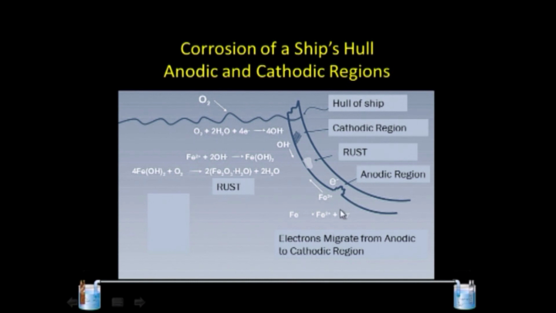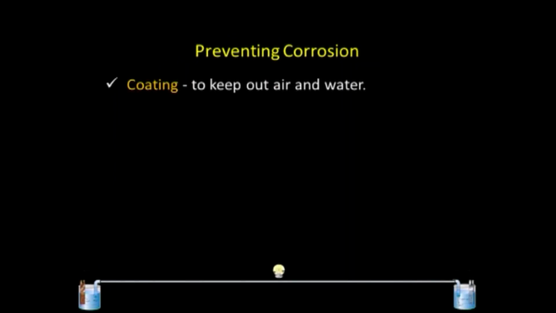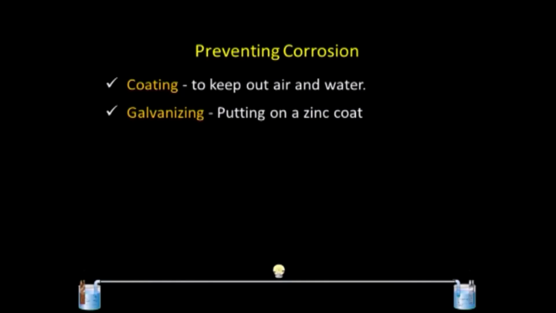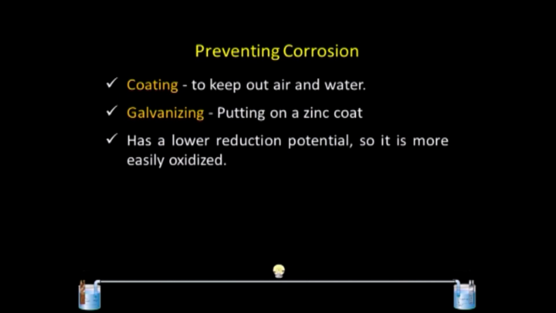In anodic region we can see we have Fe2+, whereas in cathodic region OH- is formed. Now electrons migrate from anodic to cathodic region. Now for preventing corrosion, several steps are possible. First, we can coat, that is the coating, to keep out air and water so that the reaction does not take place. Galvanizing, that is putting a zinc coat on the surface of iron, in this case lowers reduction potential, so it is more easily oxidized and iron remains unaffected.